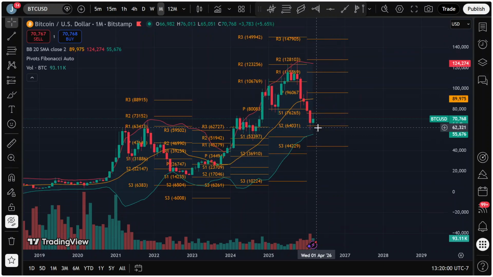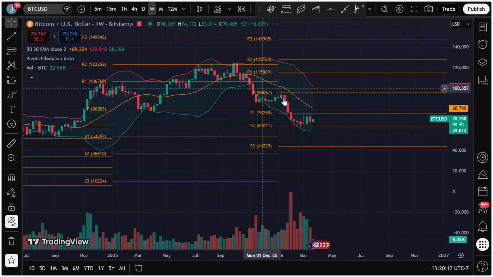So that's locally what we have to look forward to: probably a lower high in the end of March or early April, followed by a failure of the weekly SMA. That will drag us down, probably back to the 64K pivot, possibly even down towards that 44K pivot, and then another lower high in July.